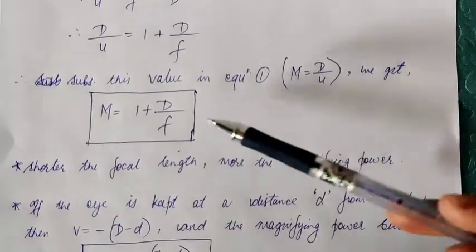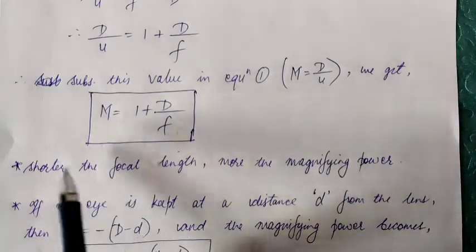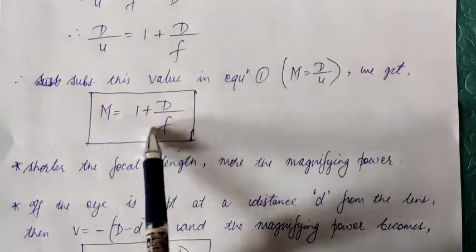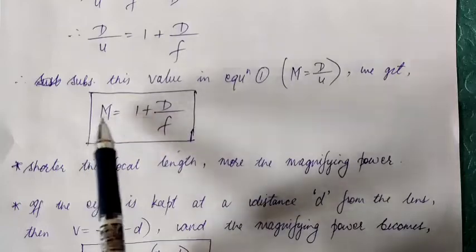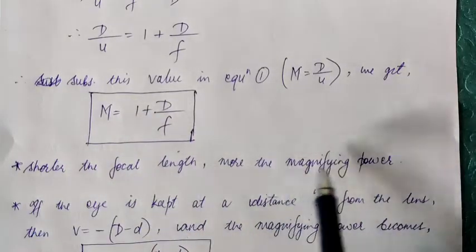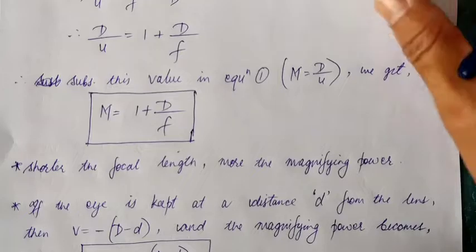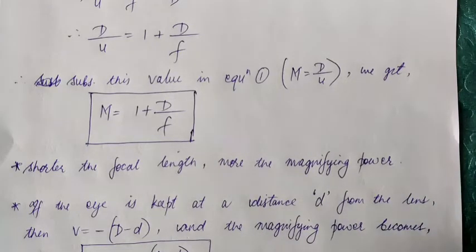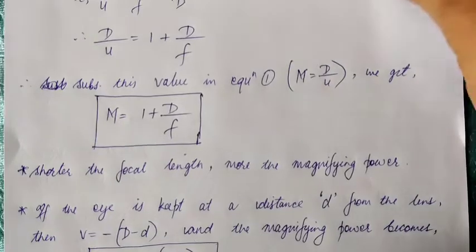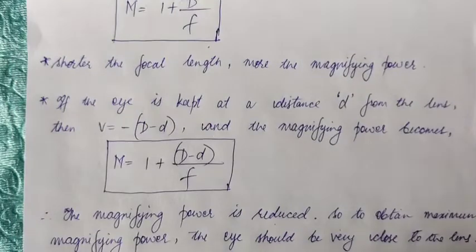Alright, now from this expression you can see that shorter is the focal length, lesser is the value of F, more is the value of the magnifying power. So shorter the focal length, more the magnifying power. So the magnifying power of a convex lens having focal length 10 centimeters is more than the magnifying power of a convex lens having focal length 20 centimeters, so to say, mind you. Thicker the convex lens, more is its magnifying power, or shorter its focal length.